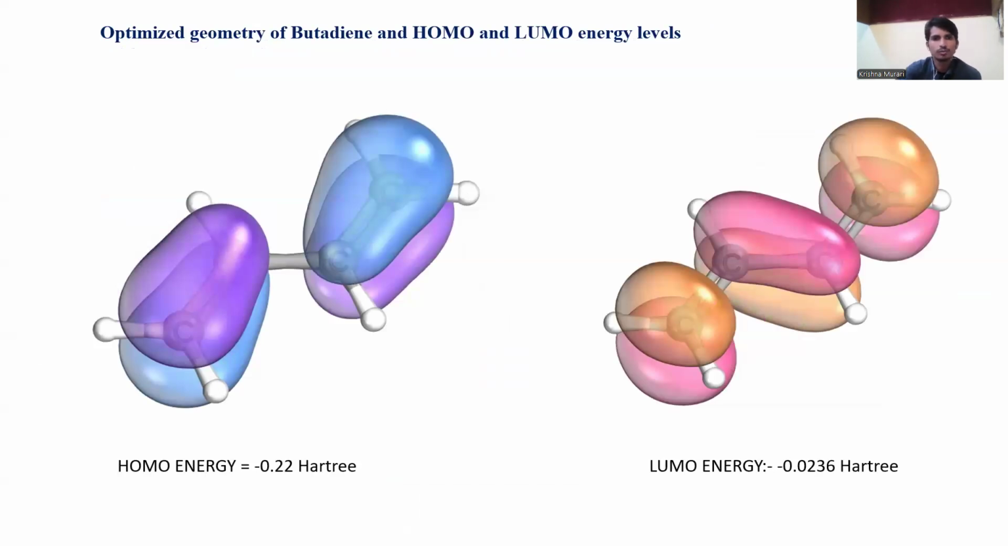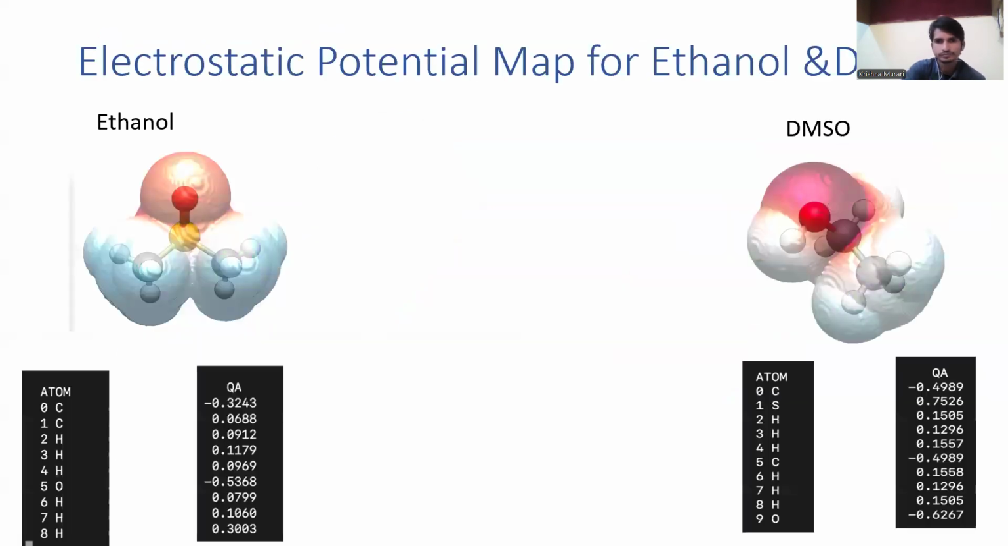Now these are the HOMO and LUMO diagrams of butadiene. HOMO is the highest occupied molecular orbital, and LUMO is the lowest unoccupied molecular orbital. For obtaining the orbital diagrams for HOMO and LUMO of butadiene, we have to first optimize the geometry of butadiene, and after that we have to generate the molecular orbitals. Then you will get the output files corresponding to HOMO and LUMO, which can be visualized using IboView software.